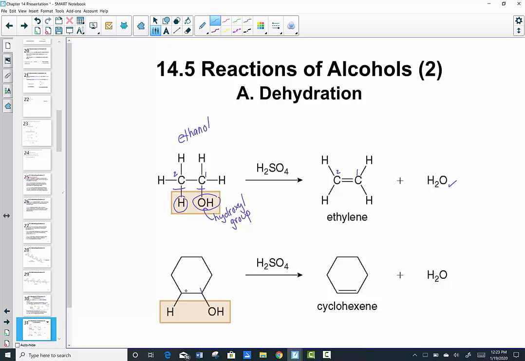Even in a cyclic structure, carbon 1 is attached to the OH, the hydroxyl group. This is the alcohol functional group. The adjacent carbon must have a hydrogen so that when we eliminate the H in the OH, out comes a water, and we create the ene. The cyclohexene has now formed a double bond where there once was a single bond between the carbons.